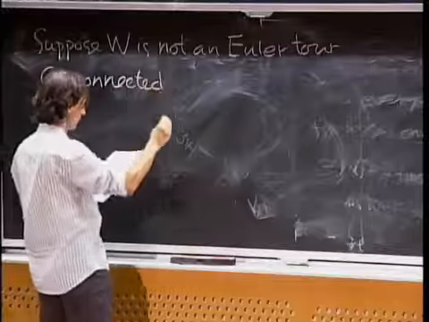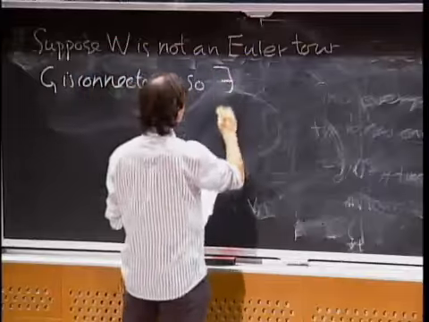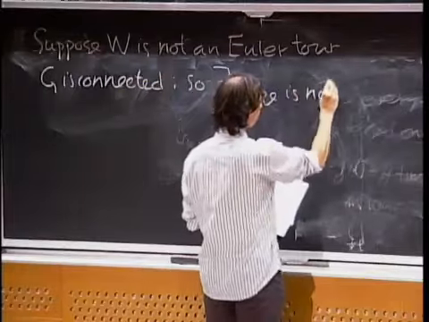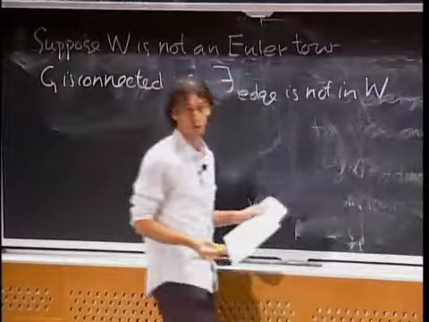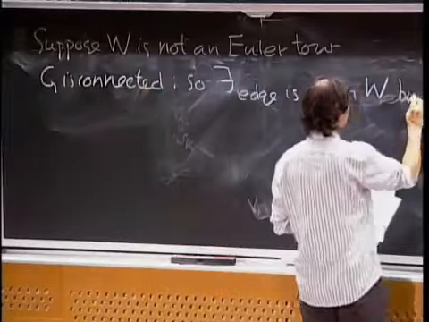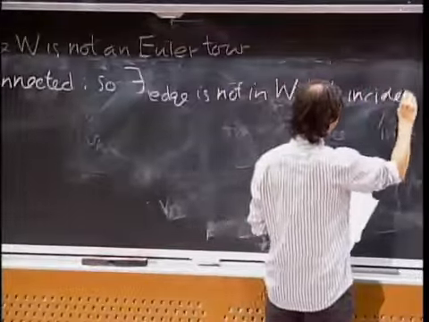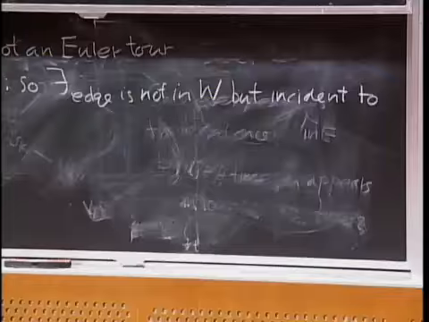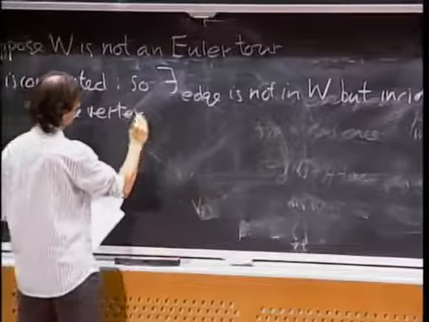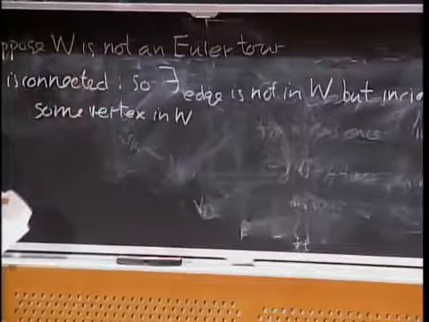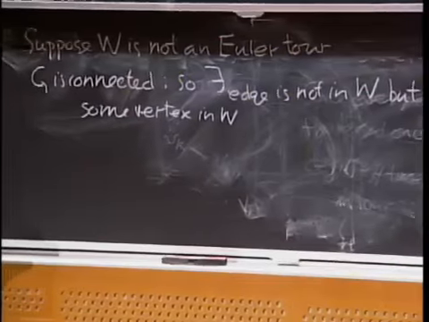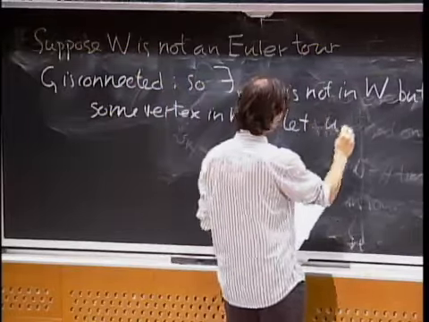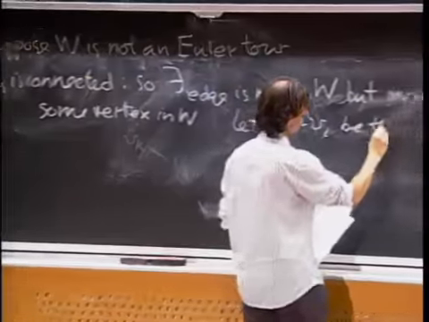So that's a good thing, because that means that if it is not an Euler Tour, there is an edge that is not used in W, in the walk, but it is incident to some vertex that is used in W. So this is where the connectivity comes into play. Now let us call this edge U Vi.